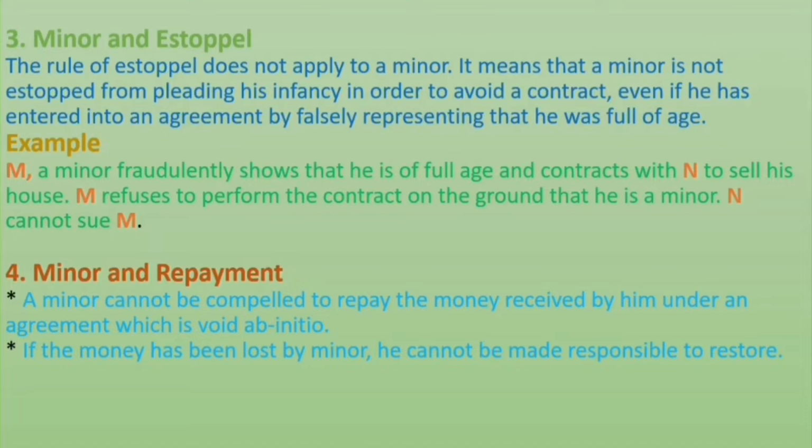The next one is minor and repayment. A minor cannot be compelled to repay the money received by him under an agreement which is void ab initio. So once again, the agreement made by the minor will be void ab initio. You can say will be void right from the beginning. So if the money has been lost by the minor regarding that agreement, he cannot be compelled or made responsible to restore that money.